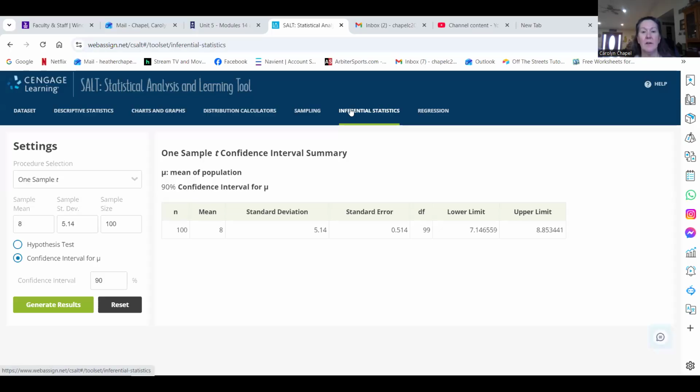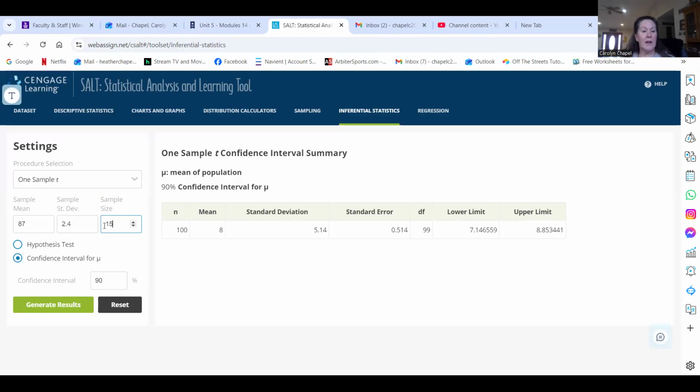In SALT, if I were just coming in, I want to make sure to go to inferential statistics, which defaults to the one sample T. We are going to put in my sample mean, which was 87, that was the average. My standard deviation, which was 2.4. And the number of students, the sample size, is 15. Notice we don't have to worry about things being bigger than 30 like we do with X bar, or knowing the standard deviation.